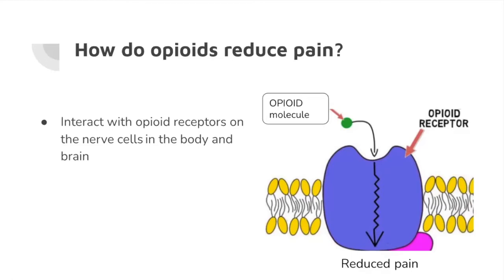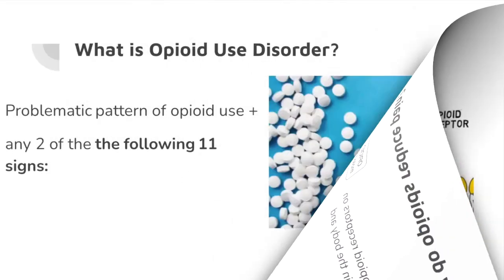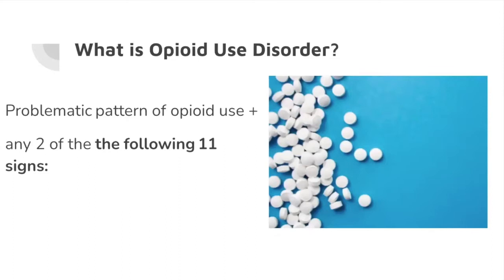Now, this process can be beneficial if it is used for a short duration of time for pain relief, for example, after surgery or a fracture, but it can become problematic, and when it does, it develops to become a disorder called opioid use disorder. So what is an opioid use disorder, and how does one know that they have developed it? Well, it's a problematic pattern of opioid use plus any two of the following 11 signs. So in the remaining time, I will present those 11 signs that will help identify that you might have developed an opioid use disorder.